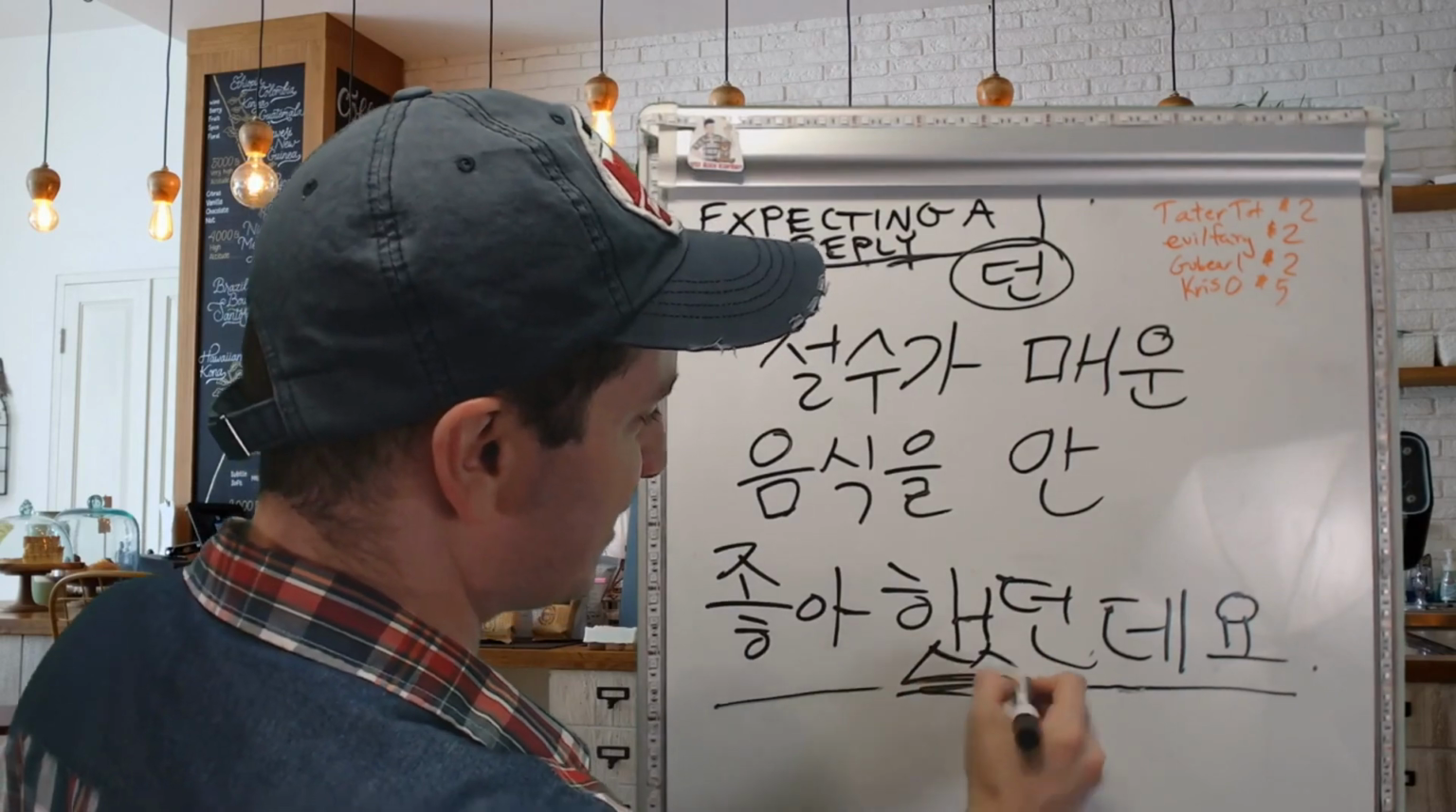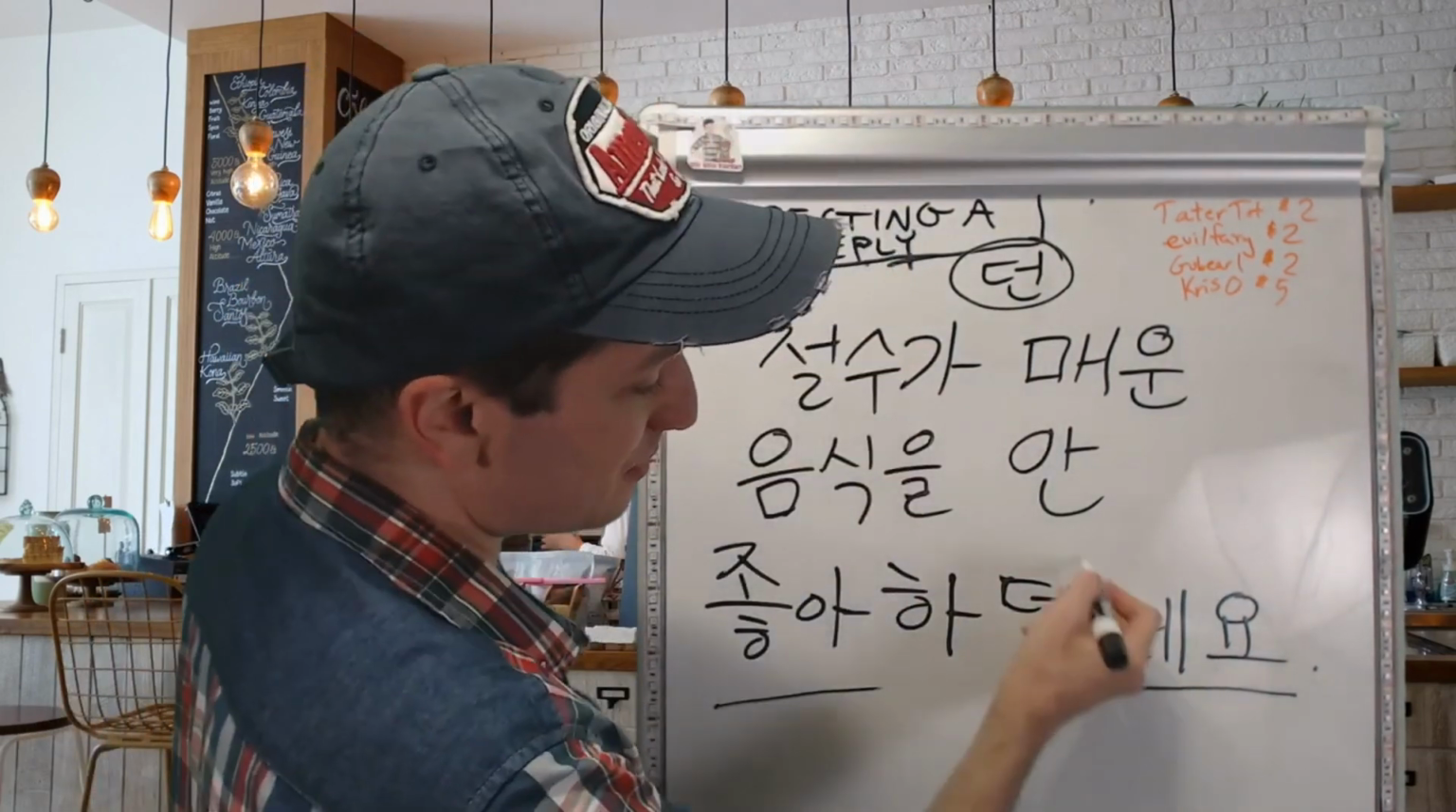You're not going to say 좋아했던데요. No, 하던. The past comes from this.